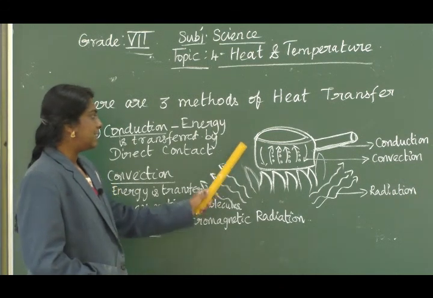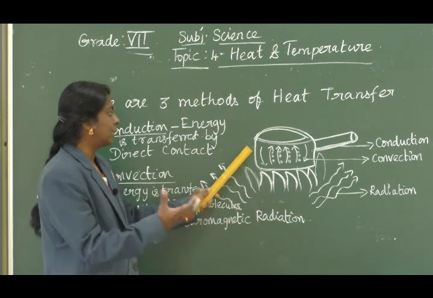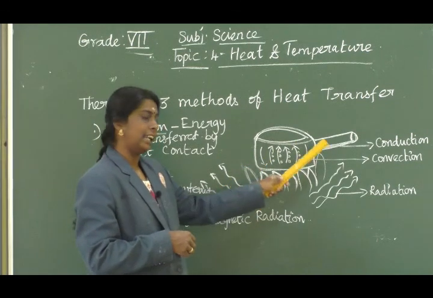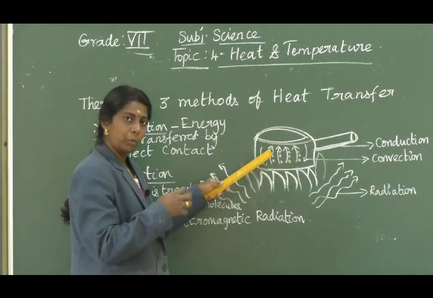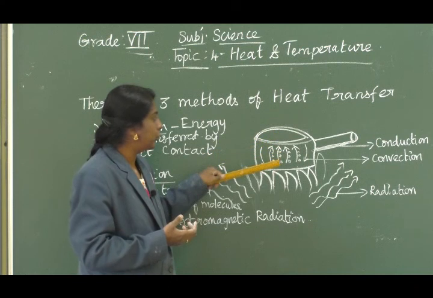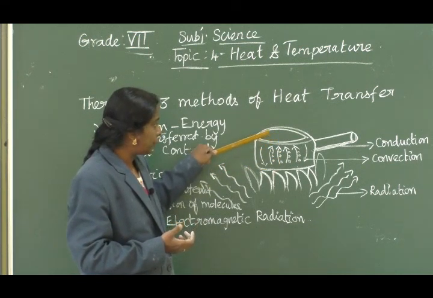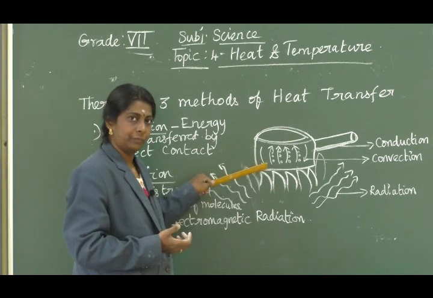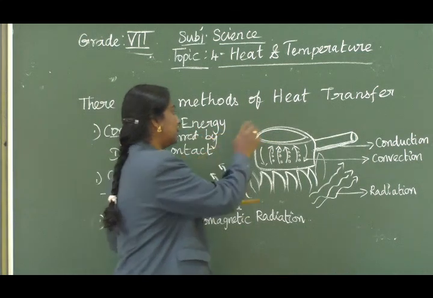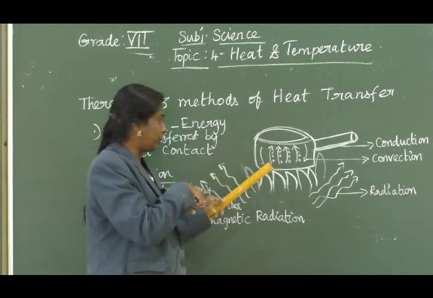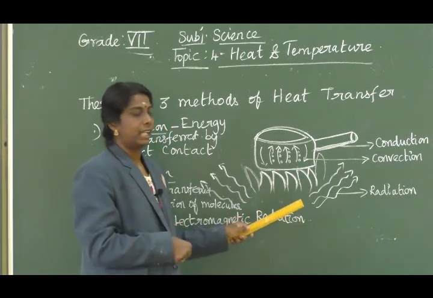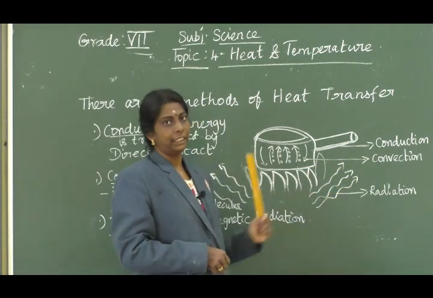Clear? So you can see this picture here, flame is there, a container is kept over the flame, with a handle, and within the container water molecules are there. Water molecules get heated, so they move towards up. The molecules which are upside move towards down. So the molecules which get heated move up, and the thing which remains upside moves down. Clear? Here you can see all the three methods together, that is conduction, convection and radiation.